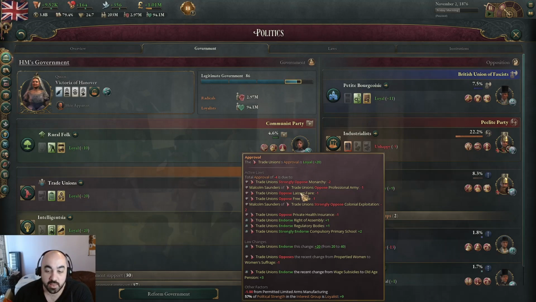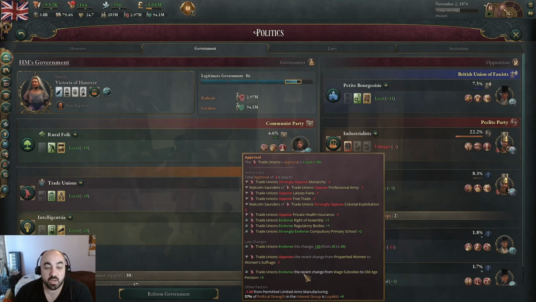Also, just passing laws straight up that they support. You notice they are supporting our current law change and also law changes we made in the past, from wage subsidies to old age pension, but they oppose women's suffrage here. And so this will make a huge effect on the approval rating, the law you are currently passing. This is one of the larger effects that you can have on approval rating.